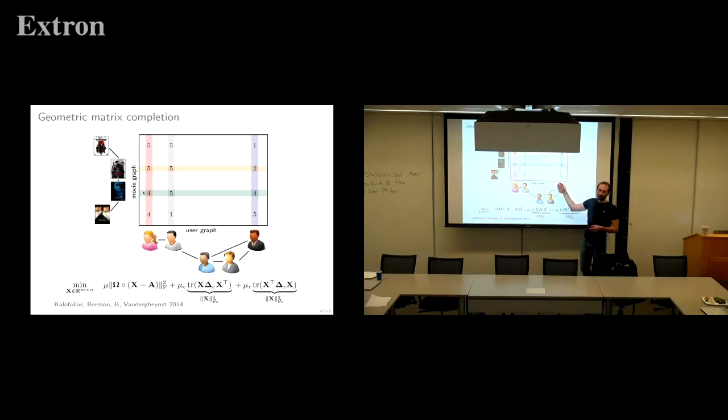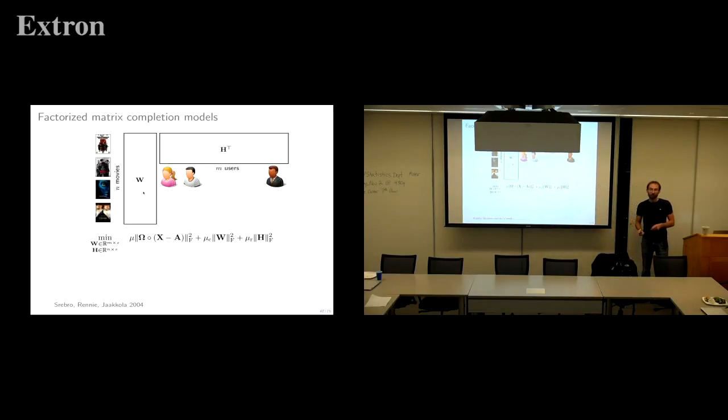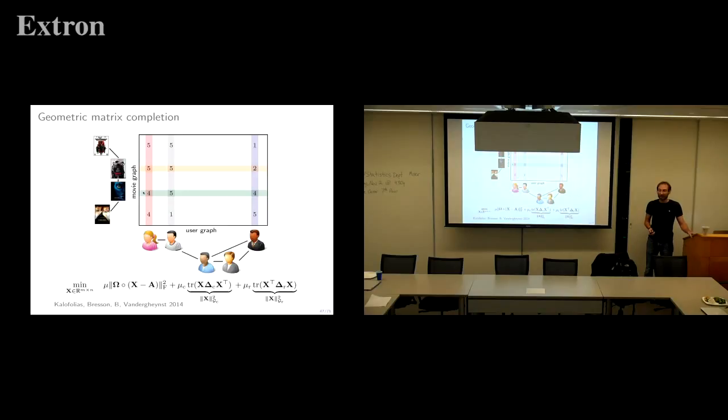So you have column and row graph, or user and item graph, and you can also impose smoothness on the other graph, basically row-wise smoothness. So basically you replace the nuclear norm with these two smoothness terms, 2D Dirichlet energies. Here the main disadvantage is that the number of variables is equal to the size of the matrix, right? And usually these matrices are very large, so it's a pretty hardly manageable optimization.